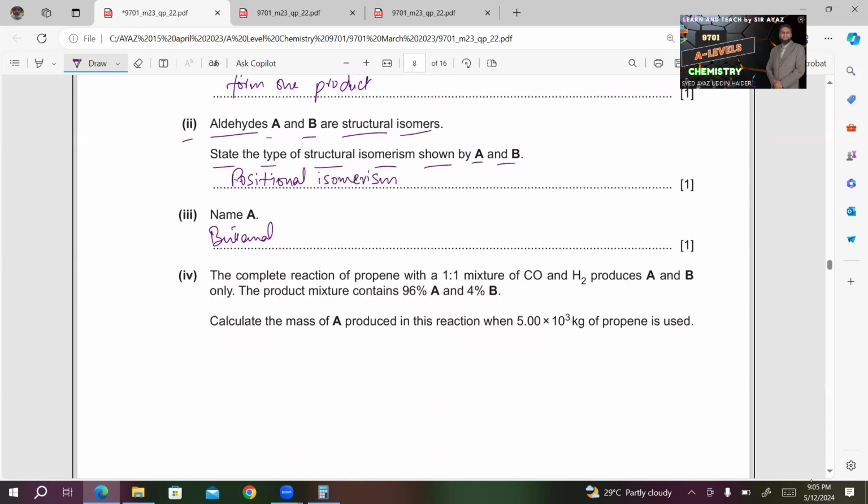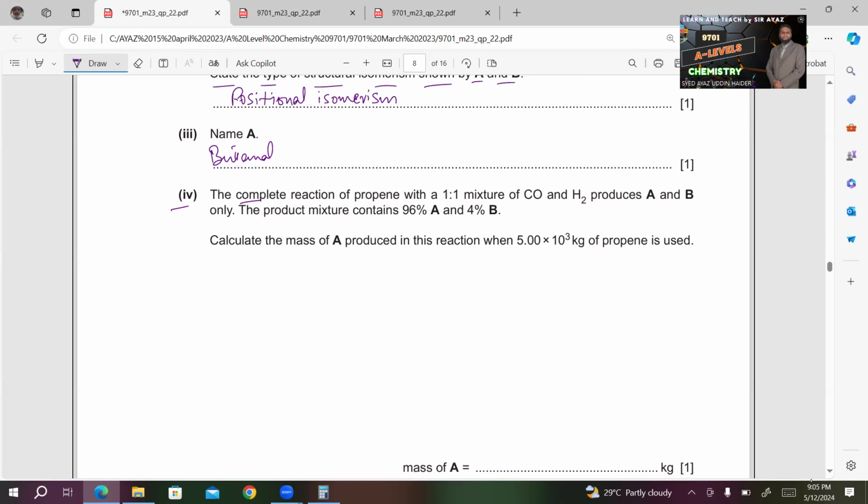Number 4. The complete reaction of propene with a 1:1 mixture of CO and H2 produces A and B. The product mixture contains 96% A and 4% B. Calculate the mass of A produced in this reaction when 5 × 10⁻³ kilogram of propene is used.